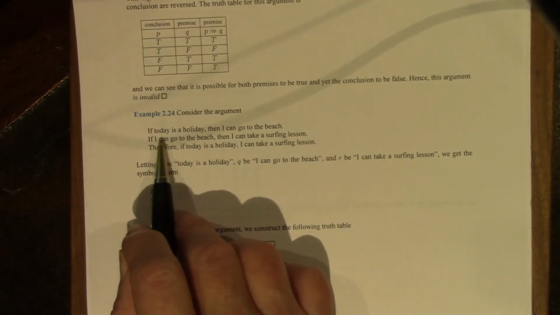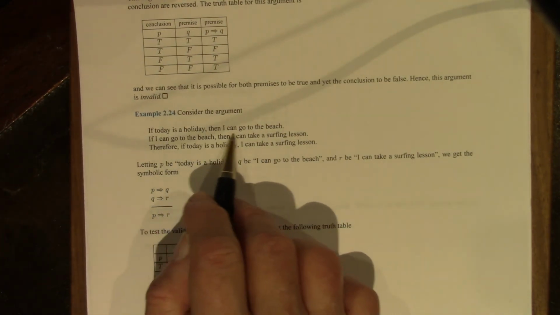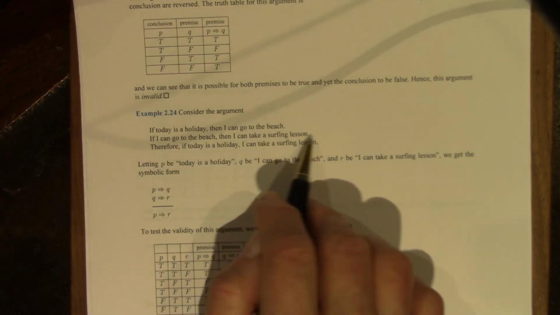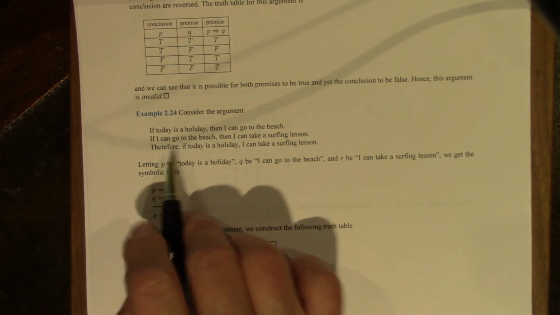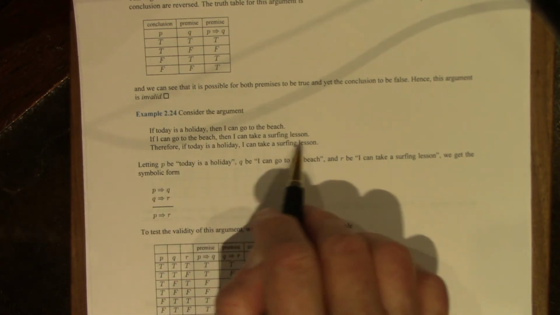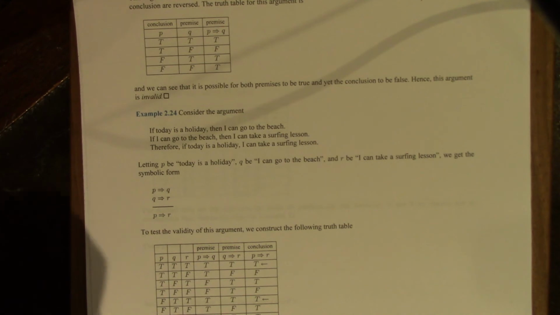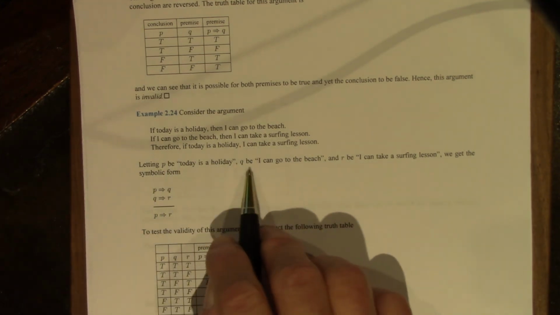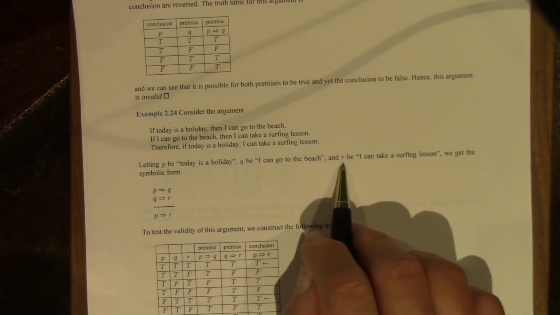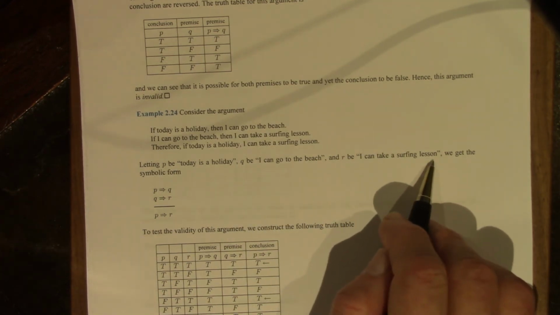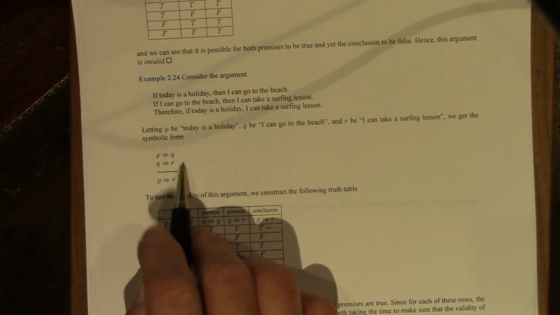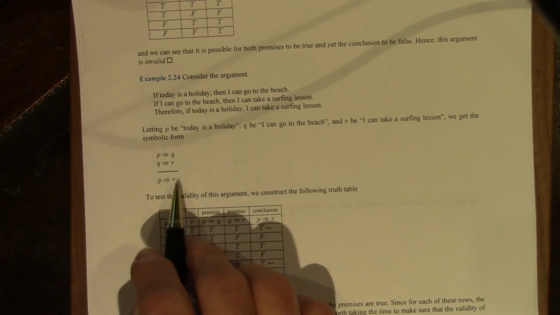Another example: if today is a holiday, then I can go to the beach. If I can go to the beach, then I can take a surfing lesson. Therefore, if today is a holiday, I can take a surfing lesson. So, we'll let P be today is a holiday, Q be I can go to the beach, and R be I can take a surfing lesson. Then this is the symbolic form: P implies Q, Q implies R, therefore P implies R.